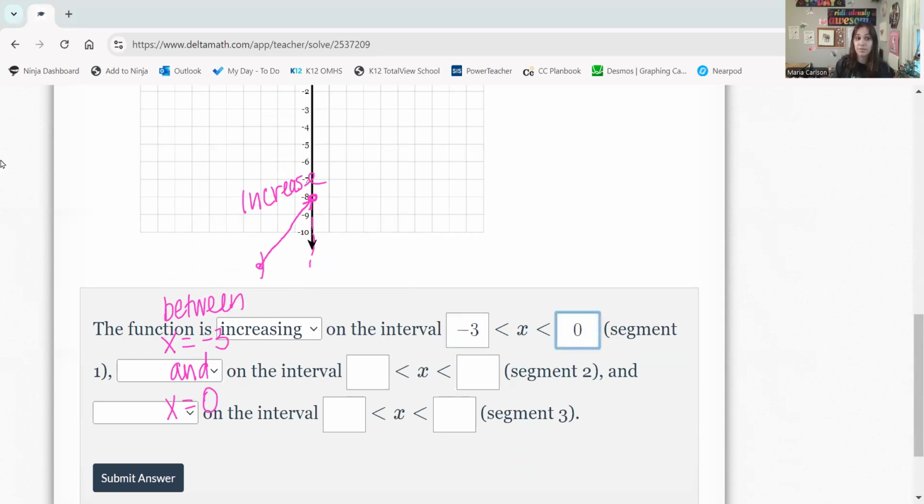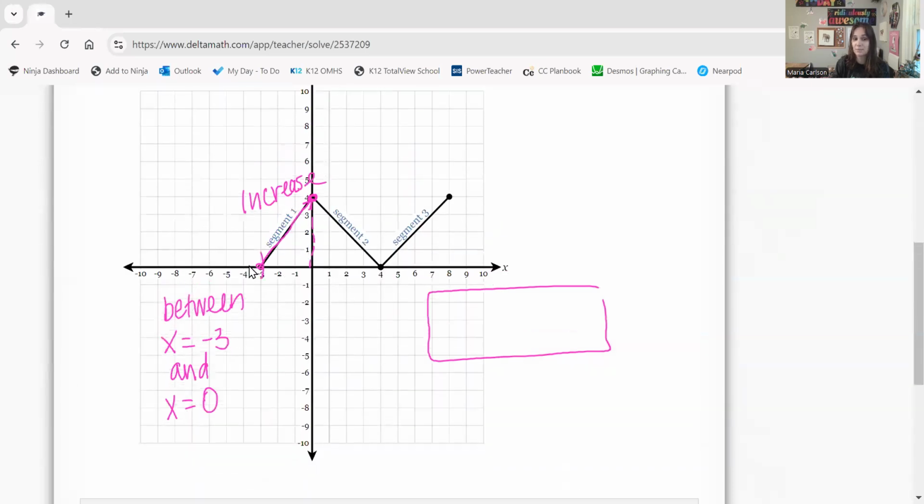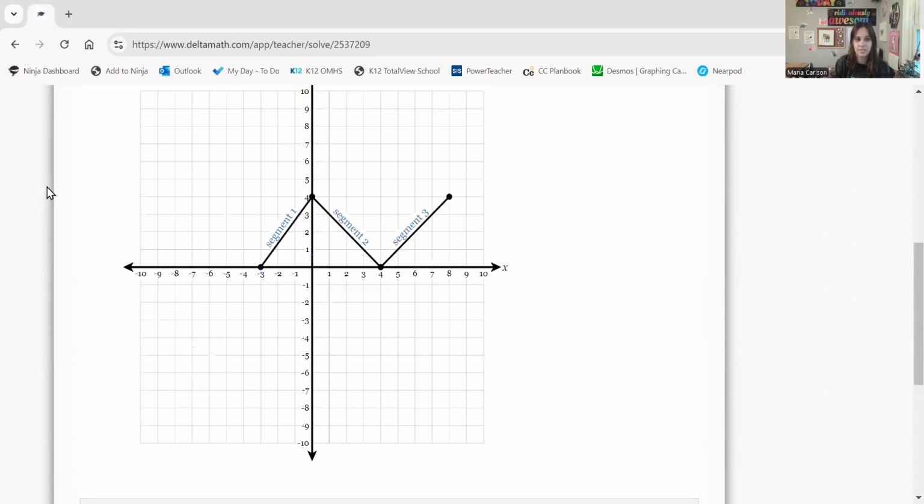Because remember, this notation here, I really would read this as x is between -3 and 0, which remember, is what we identified as the segment where we are increasing. So our first segment is increasing. The second segment that I look at is decreasing, right? If I start on the left and I work my way down, that is a decreasing segment.